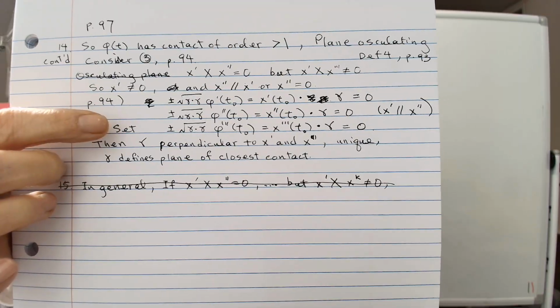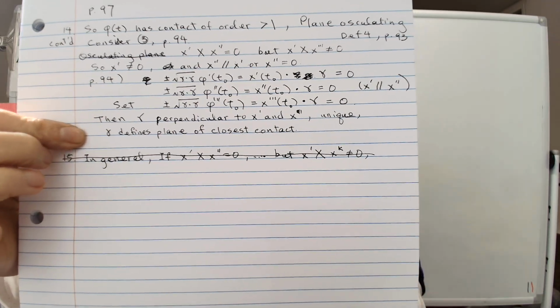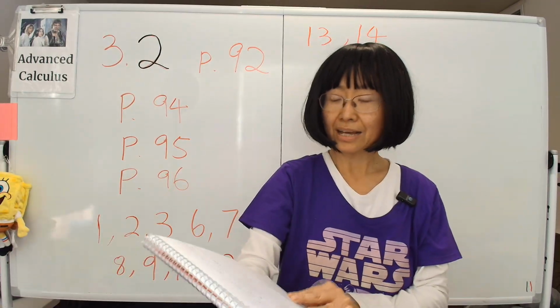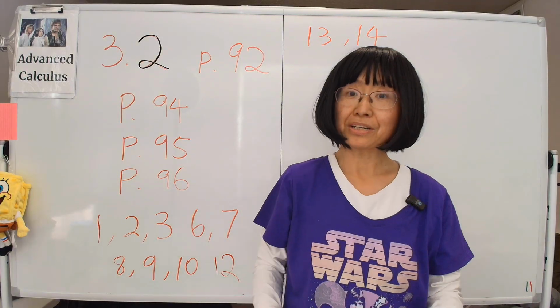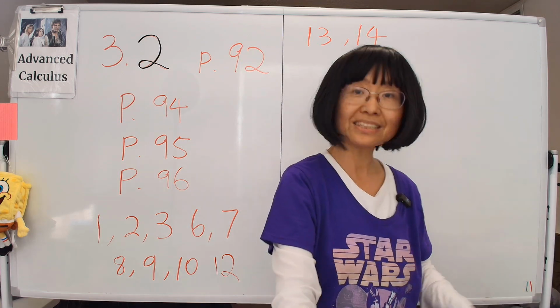Where is it? Did I write that down? Yeah, right there. And we'll call that gamma. So by the same logic, gamma defines the plane of the closest contact. So that's the osculating plane that is the very closest, and is therefore also unique. And that marks the end of this section.